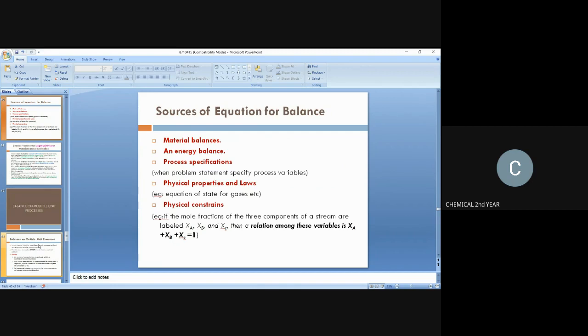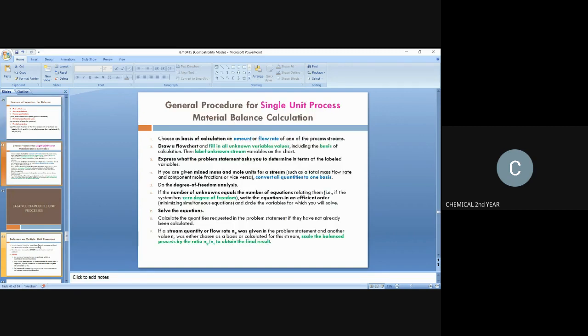Next, sources of equations for balances: material balance and energy balance, process specification and the problem statement specify process variables, physical properties, laws, equation of state for gases, etc. And physical constraints, such as the mole fractions of the three components of the stream labeled XA, XB, XC. The relation among these variables is XA plus XB plus XC is equal to 1. Then the procedure for material balance calculations.